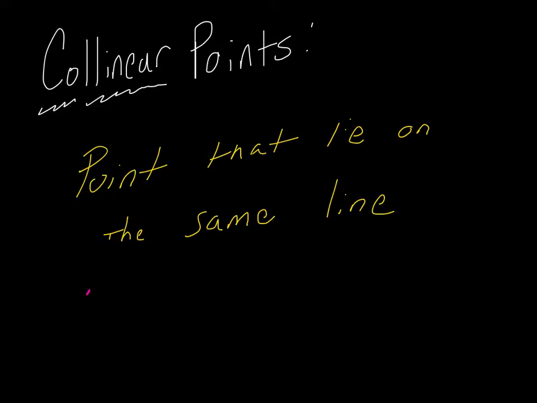Now, if we look at a couple of examples here, we've got 1 point here, 1 point here, and a 3rd point down there. We'll call it point A, B, and C. Now, I can go ahead and extend one line that goes through all 3 of those points, so we can say that those are collinear points, points that are on the same line.